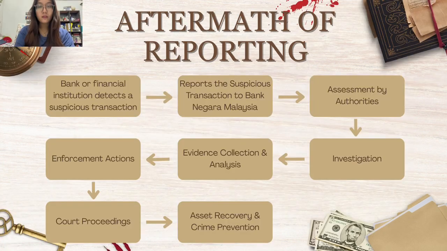I'll be explaining the aftermath of a report. After a suspicious transaction is detected by a bank or any financial institution, it is reported to Bank Negara Malaysia. The authorities then assess the report to determine whether further action is needed. If necessary, an investigation is conducted, followed by evidence collection and analysis. Based on the findings, enforcement actions may be taken, which can lead to court proceedings. Ultimately, this process helps recover illegally obtained assets and prevents future financial crimes.